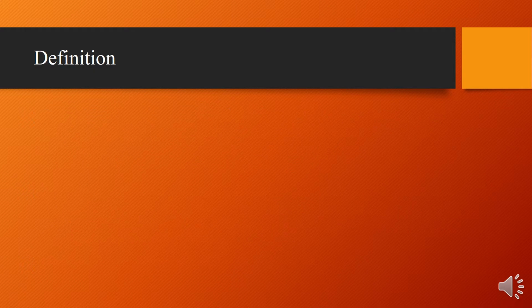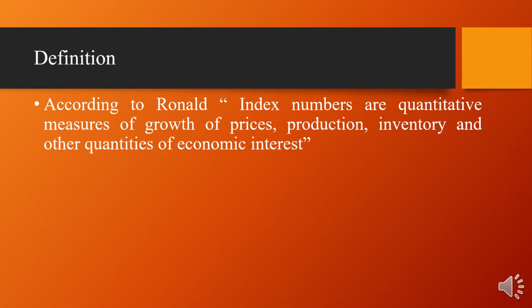Now let us move on to discuss the definition. According to Ronald, index numbers are quantitative measures of growth of prices, production, inventory, and other quantities of economic interest. For the variables which are of economic interest, the index number will help you find out the quantitative measures of growth in those items. Say for example the prices of commodities, the production, the profitability, the inventory, etc. So the index number will help you find out the increase in all these variables.